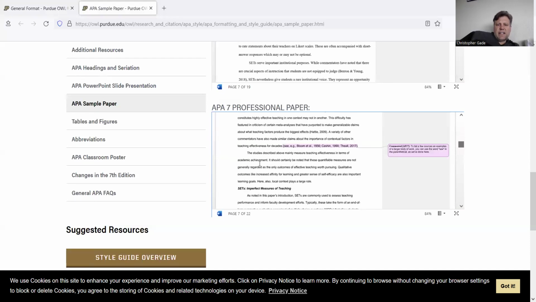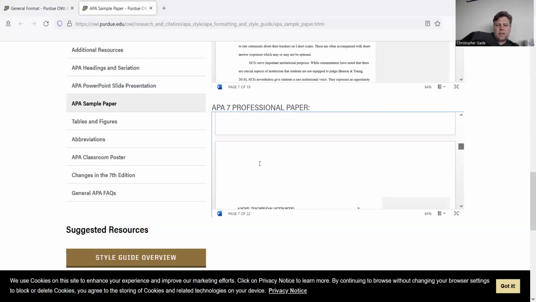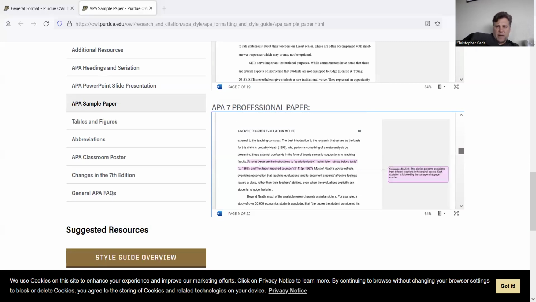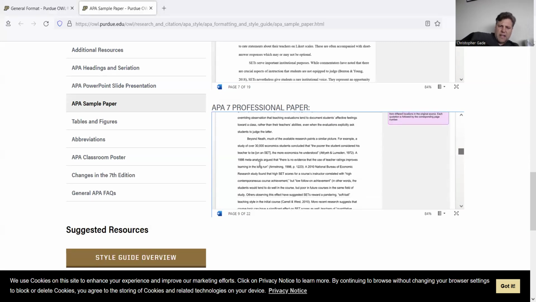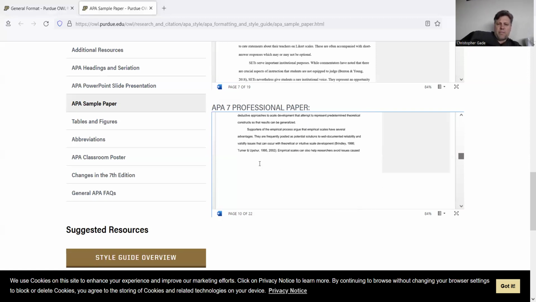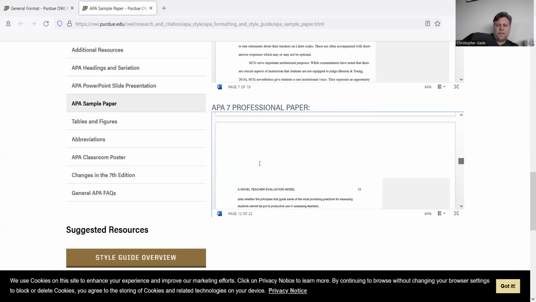All of that stuff is included within the sample paper. So hopefully, as you're writing your paper, you can continue to reference it and make sure that you're formatting for everything, not just the citations and the references, but everything is matching up with APA formatting.